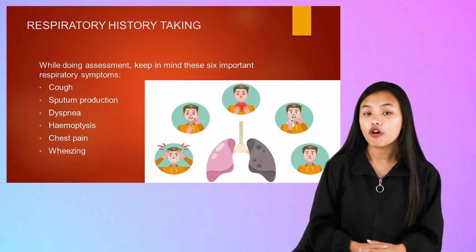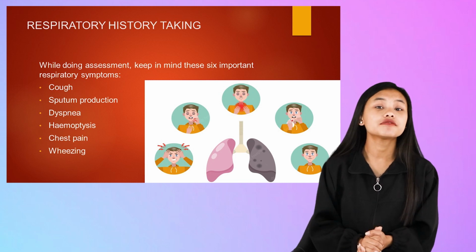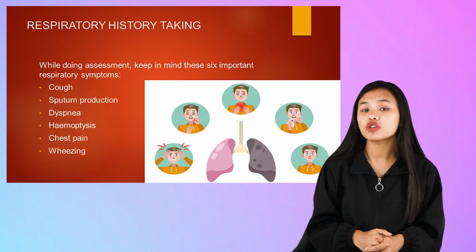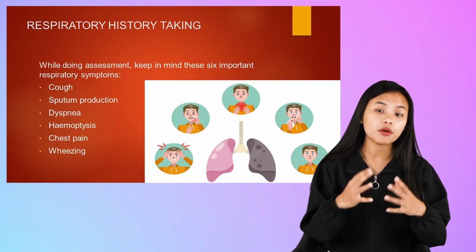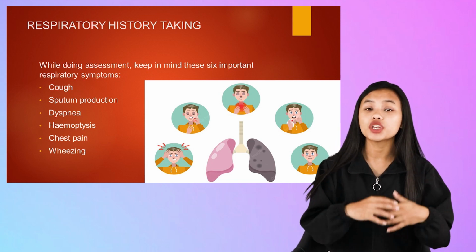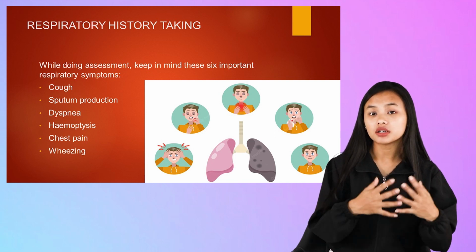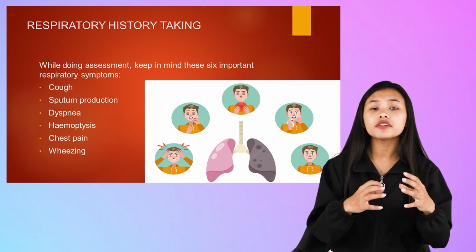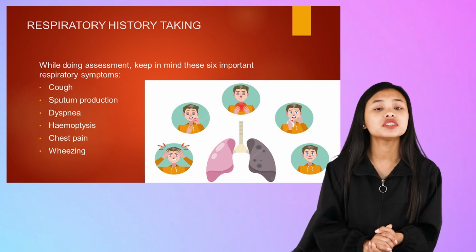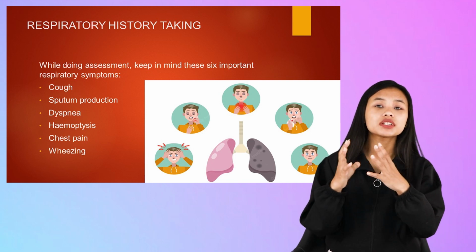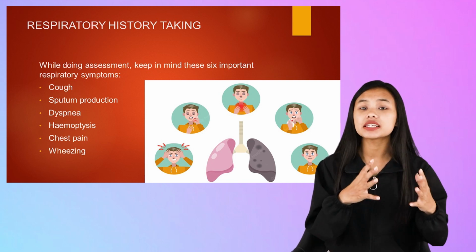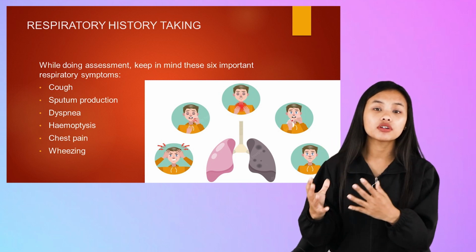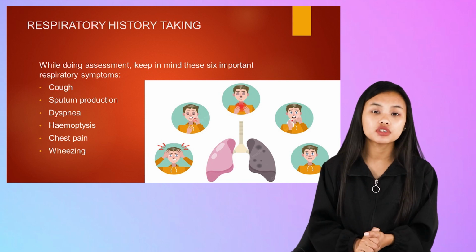So whenever we perform this respiratory assessment, it is very important that we find out whether these 6 important respiratory symptoms are present or not. Why? Because when you assess the respiratory system of the client, if these 6 symptoms are present, or even 1 or 2 of these symptoms are present, then this will give us baseline data that maybe the client may be having a respiratory disorder or may be going through a respiratory problem.